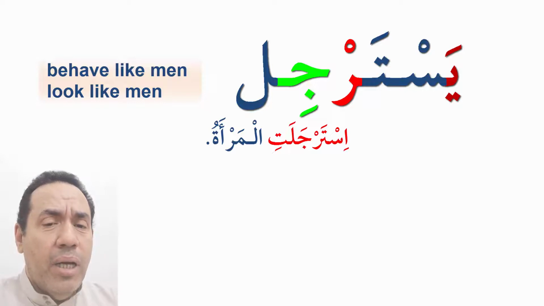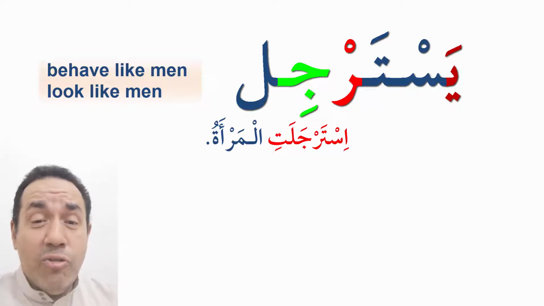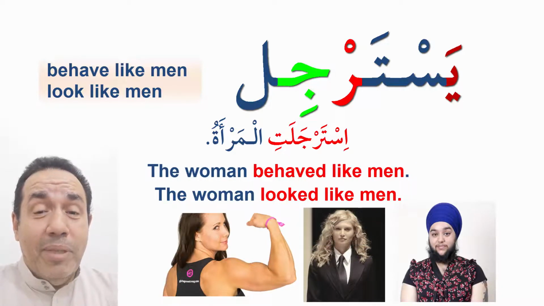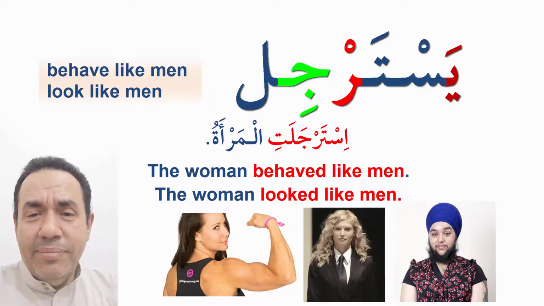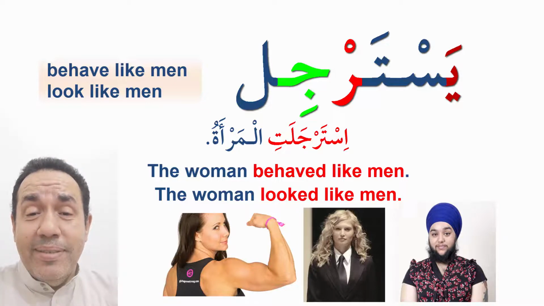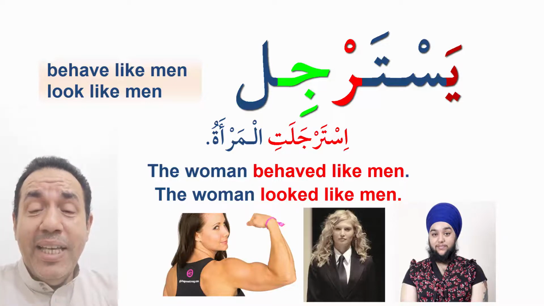استرجلت المرأة. It's a strange meaning among Arabs. This means that the woman behaved like men, looks like men. استرجلت المرأة or تسترجل المرأة. The woman behaves like men. She behaves like men. She looks like men.